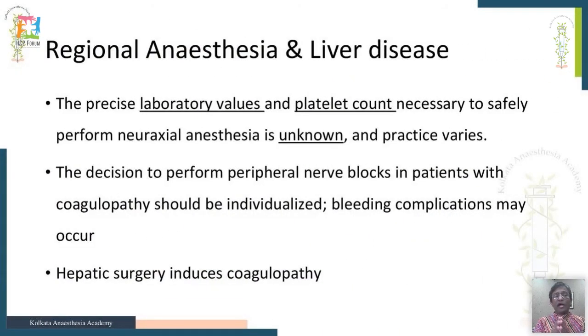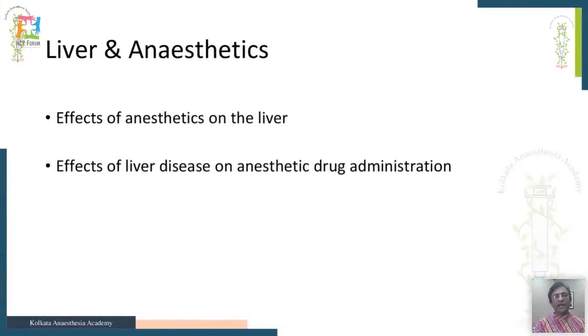If you're trying to find out the cutoff lab values for platelet count or INR, for which you should go ahead and give a neuraxial anesthetic, unfortunately, the literature with liver dysfunction does not give you any cutoff values. So you'll have to take a call depending upon the individual patient.